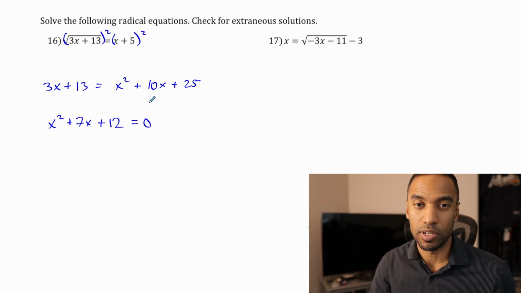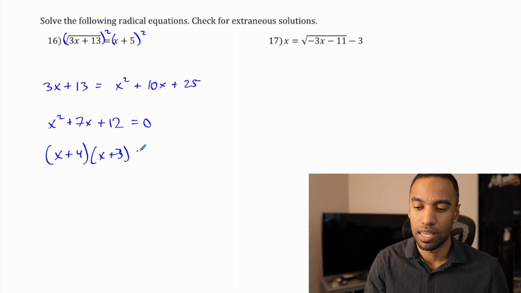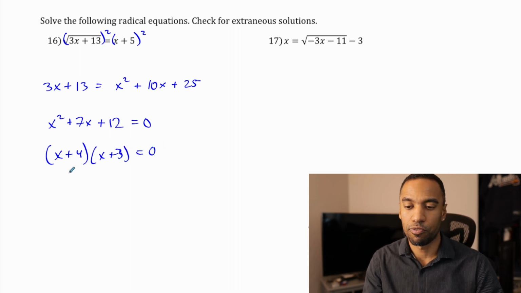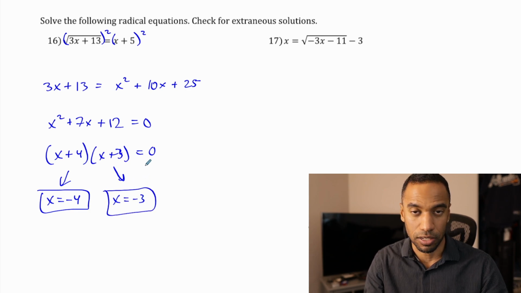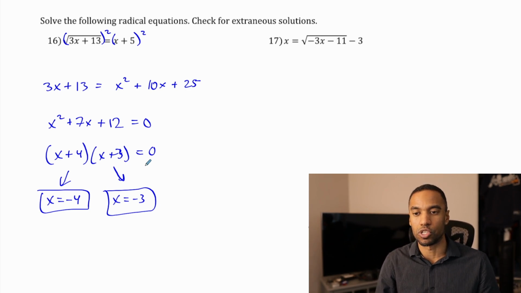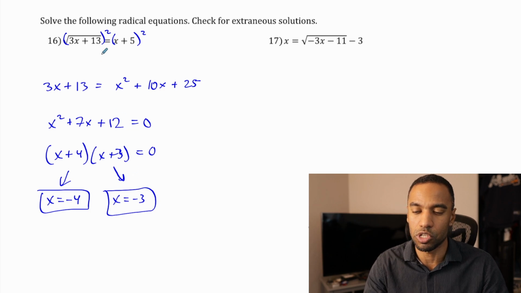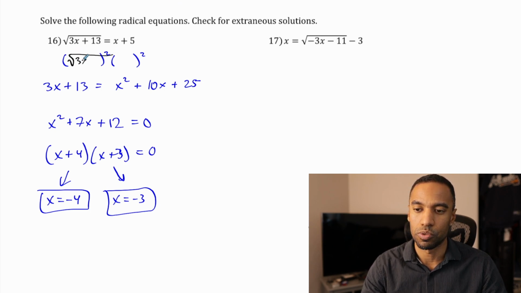Assuming it's factorable, which it is, you then try and find out what those values for x can be. x plus 4 times x plus 3 equals 0. If x plus 4 equals 0, then x equals negative 4. And if x plus 3 equals 0, then x equals negative 3. And these would, ideally, be our two answers here. Now, there's a chance of extraneous solutions, which means substituting these solutions back into the original equation and seeing if you actually get a true statement.